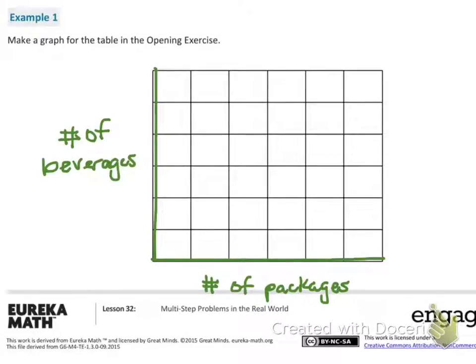Okay, and we're going to go anywhere from 0 packages all the way up to 5. And remember, every package that we buy, we get 8 beverages. So 8, 16, 24 would go here, 32, and 40 would go there. All right, and then we also need a title. So maybe this is party purchases, or party drinks, or party beverages, or something. We're going to name it something that has to do with the situation, and then we plot it.